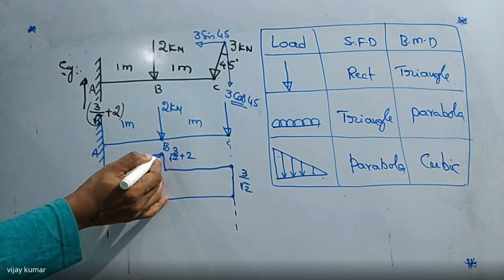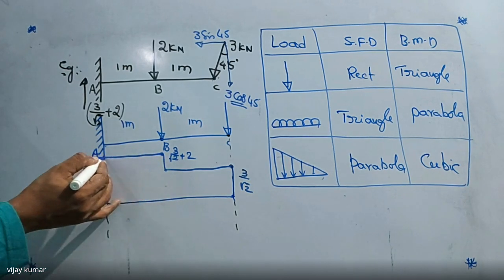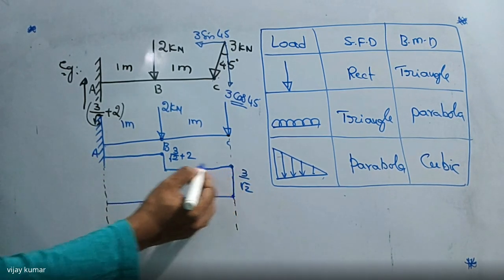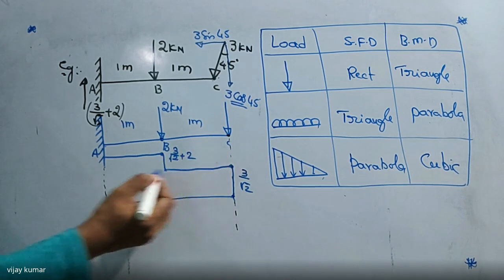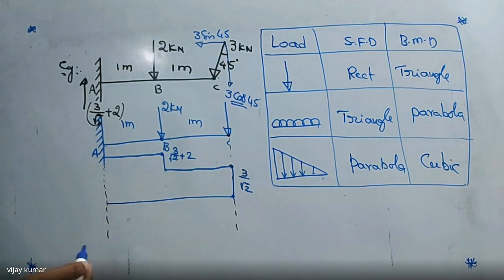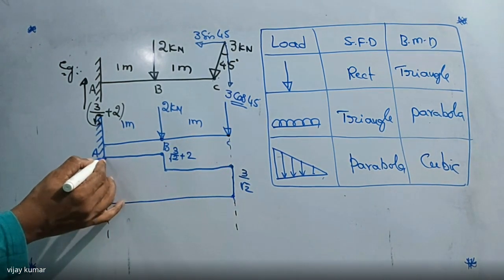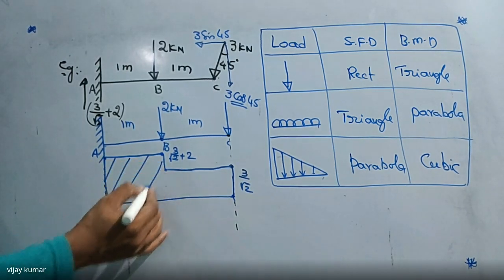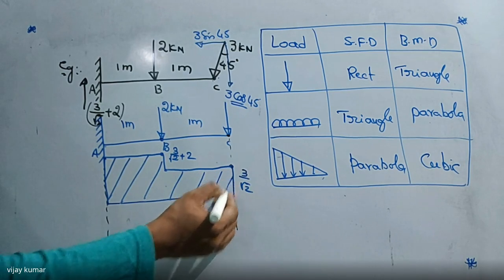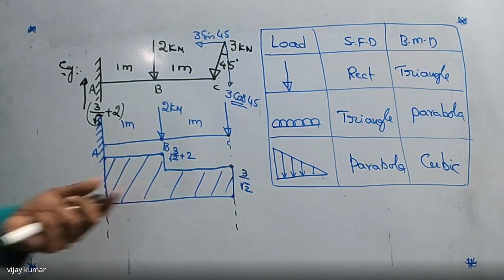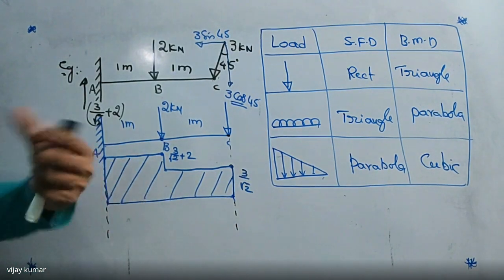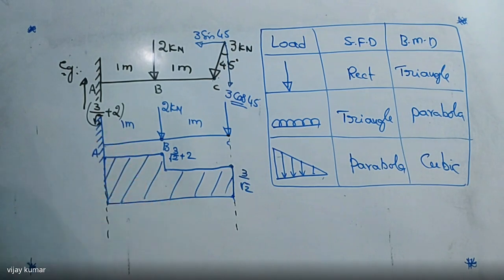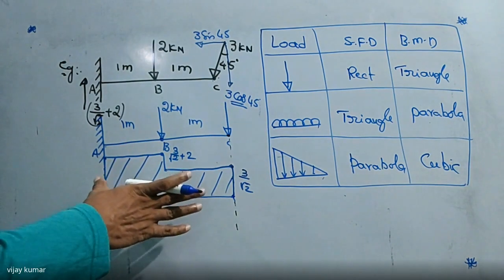And this load continues up to this point. So I'm drawing a rectangle here. Why? Because it is a point load shear force diagram. If you come to this point, then it comes to zero. So this is the shear force diagram for this beam. Did you get my point? We can draw it directly, no problem, but I have explained how to find the shear force values at every point. So this is the way of drawing the shear force diagram.